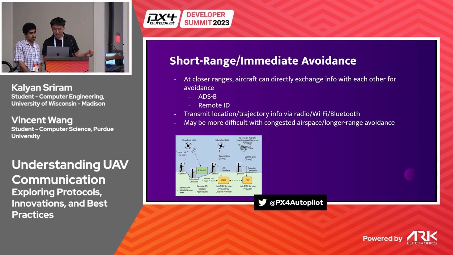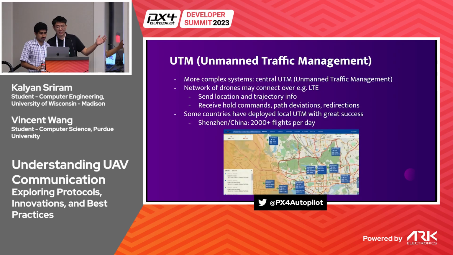The problem with this approach is that it obviously has a limited range, and it can also break down in more congested airspace, where each vehicle has to figure out how to repath around multiple others. So in the case of more complex long-range or high-traffic systems, a better solution might be a UTM system, which there are other talks about here, which will act like an automated air traffic controller. So you might have a central UTM system that various drones all over your city will send location and trajectory info to via wireless technology like LTE.